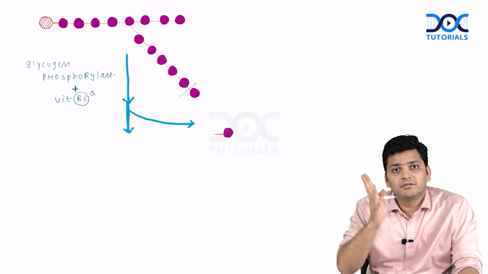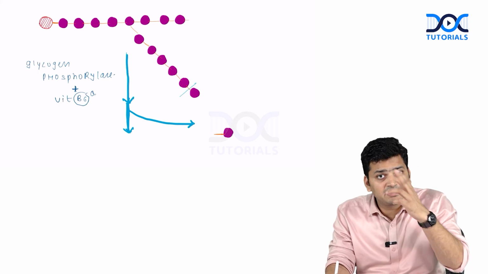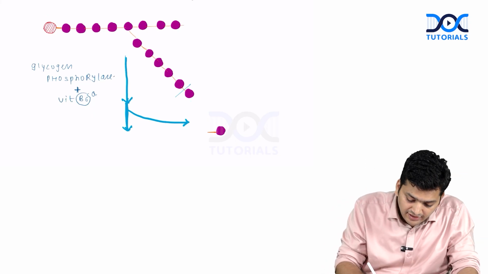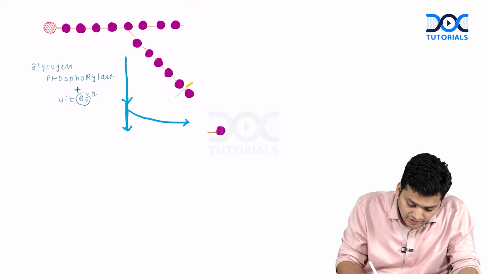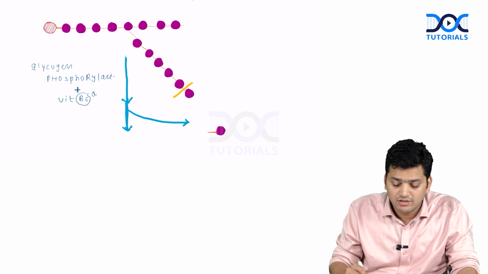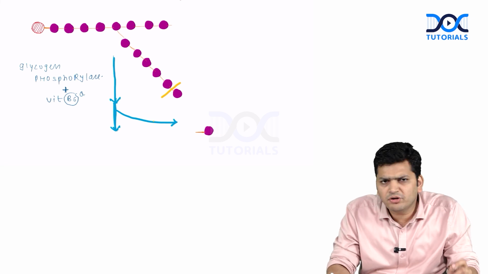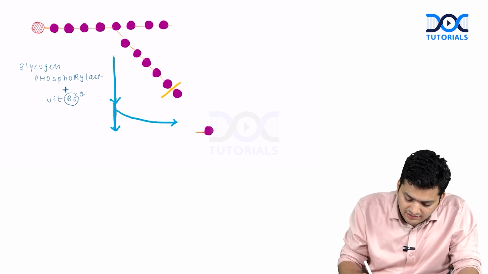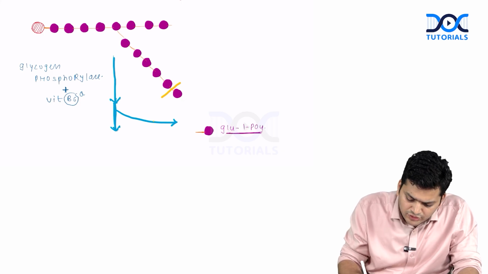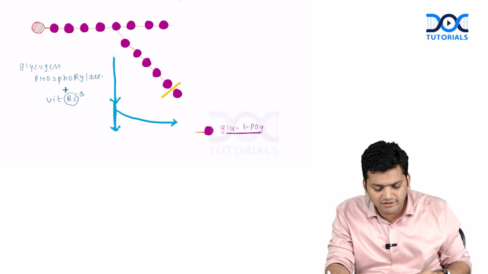And we are going to cut the glycogen from one end. We will start cutting the glycogen molecule. And when you cut the glycogen molecule, see here, for example, this glycogen phosphorylase will cut from here. And now this molecule has been separated out. This molecule is not in the form of glucose. This is in the form of glucose 1-phosphate.